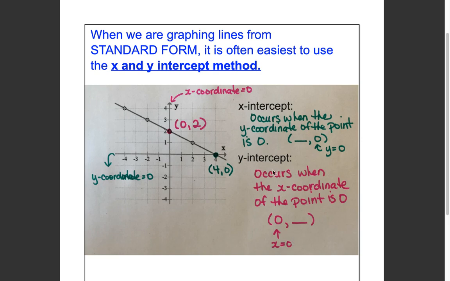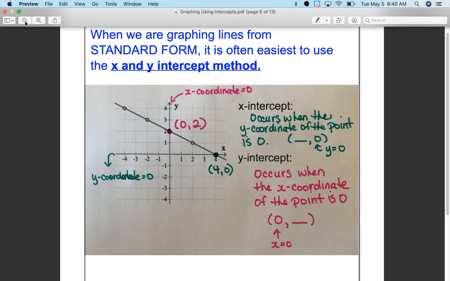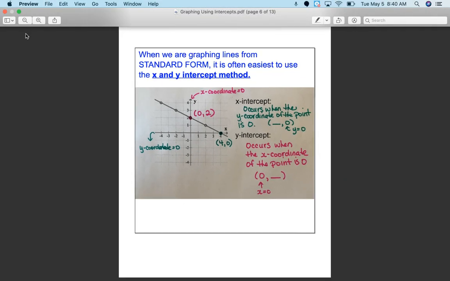Okay? So to summarize, the x-intercept always occurs when y equals 0. The y-intercept always occurs when x equals 0. So what we can do is take this idea and use it to help us graph lines that are written in standard form. And I'm going to show you how to do that.